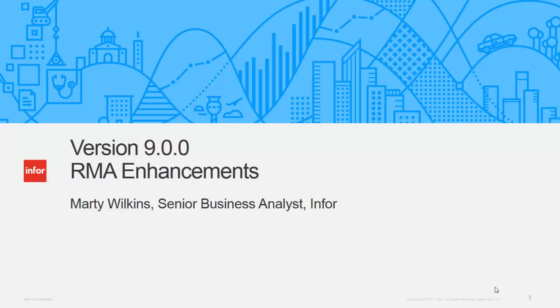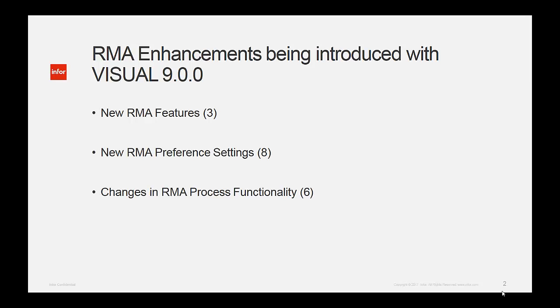The following presentation will cover RMA Enhancements for Visual version 9.0. We will begin by reviewing 3 new features within RMA Entry, followed by Preference Settings. RMA Process Changes will be covered, and finishing with Document Lifecycle additions.